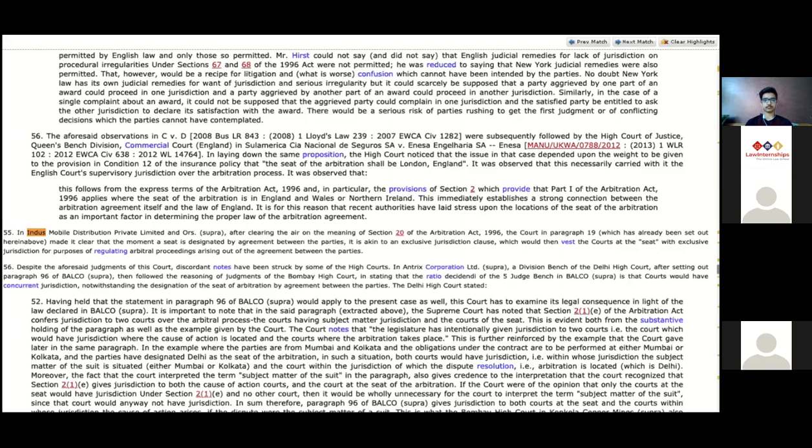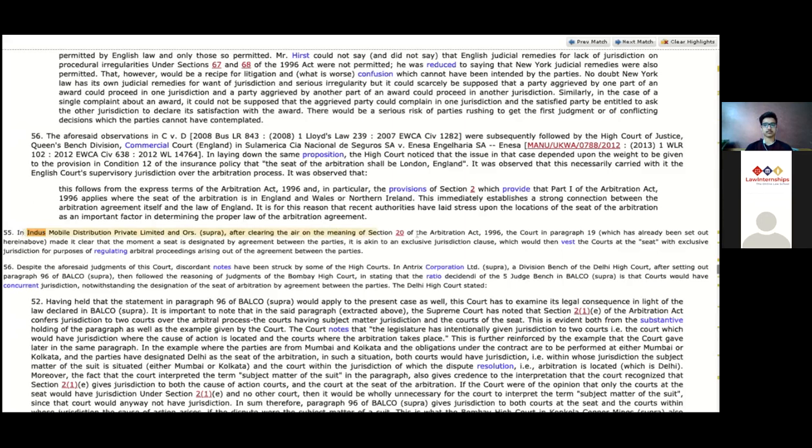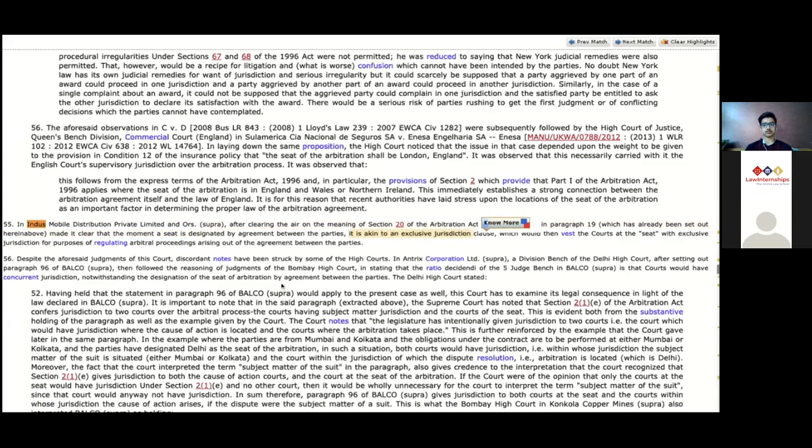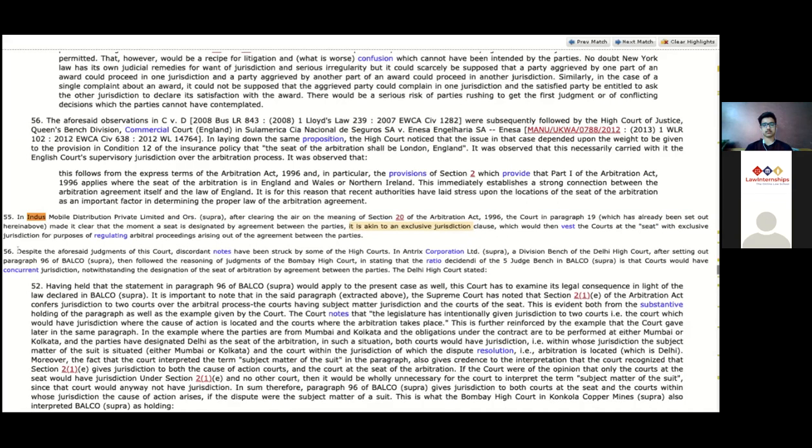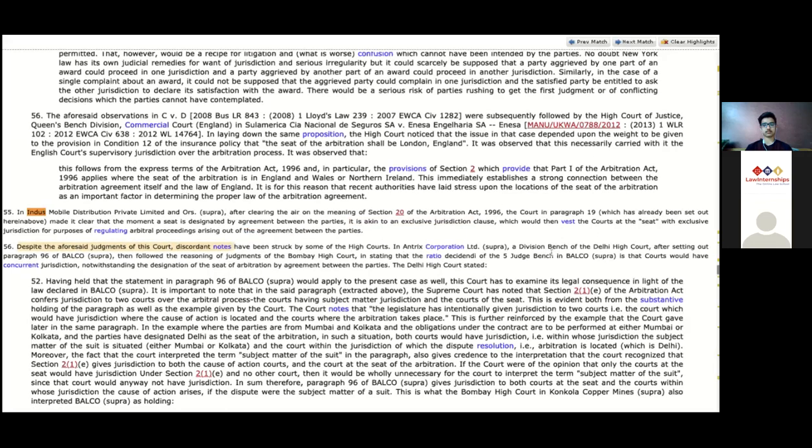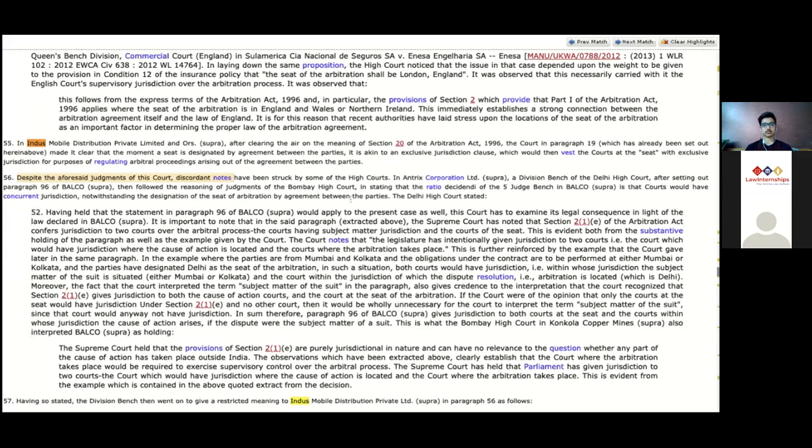In any case, not to dwell into the merits of the case, the court is referring to its own precedent. After clearing the air on the meaning of Section 30, this court made it clear that the moment a seat is designated by the parties, it is akin to a jurisdiction clause. Now you have to see what the court says. Despite the aforesaid judgments of this court, discordant notes have been struck by some of the high courts. In Antrix, a division bench of the Delhi High Court says something to this effect.